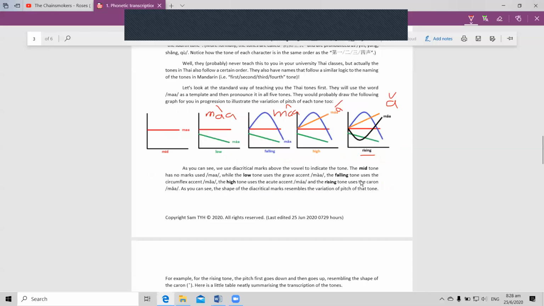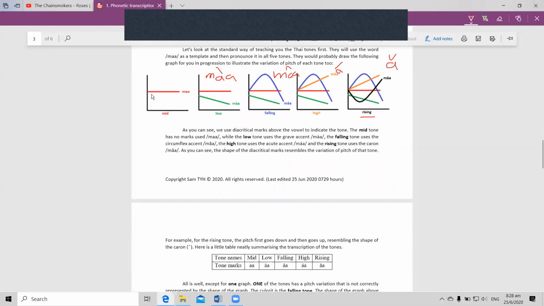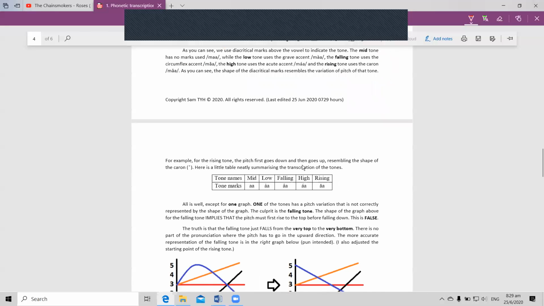Okay, so the tones in Thai are ma, ma, ma, ma, ma. You should practice this order, repeating ma, ma, ma, ma, ma a lot until you are used to it. Okay. So this is a table summarizing how to transcribe the tone using the tone marks for IPA.